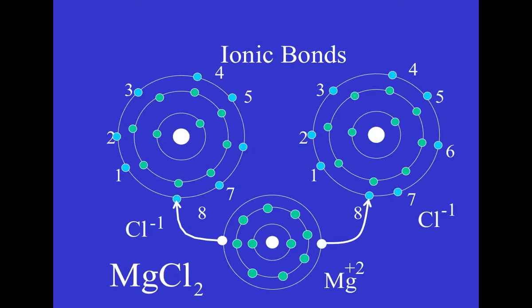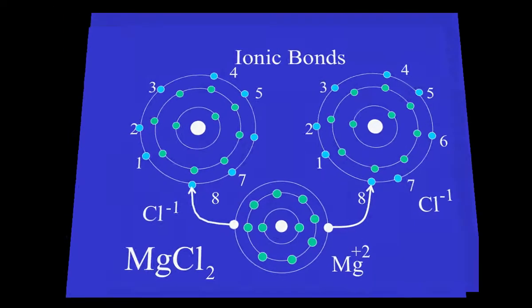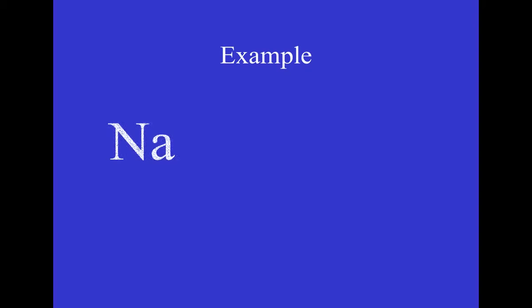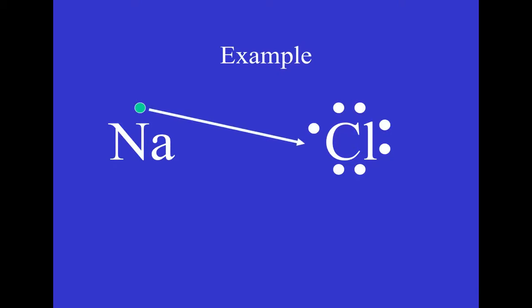So, let's look at the example in terms of how we show this using Lewis dot structures. Let's go back to the sodium and chlorine one. Okay, so I have sodium with 1 valence electron and chlorine, which has 7. To show a transfer, I draw an arrow from the sodium to the chlorine, and that is my first step. I'm showing that the sodium is giving up its electron and the chlorine is gaining that electron.